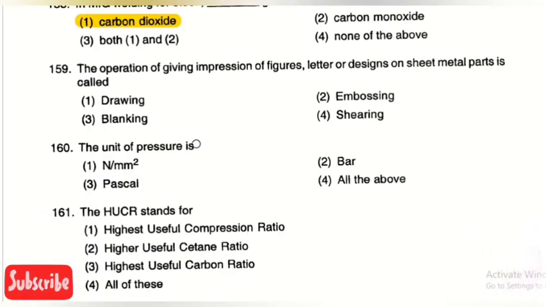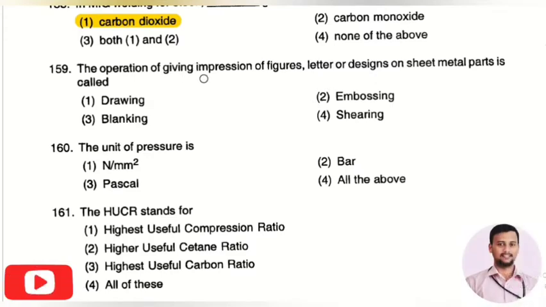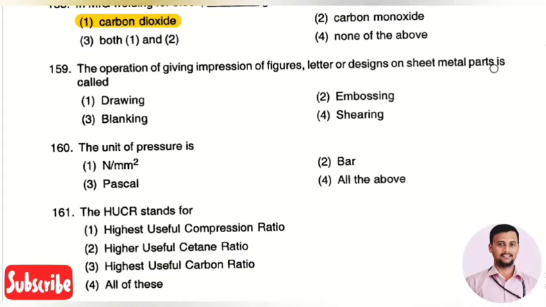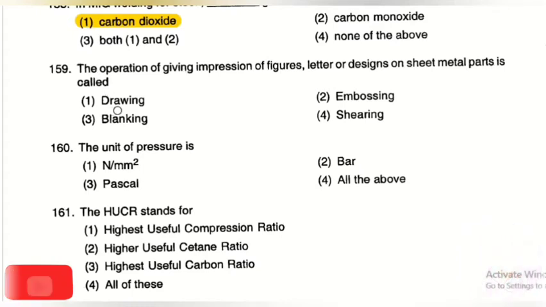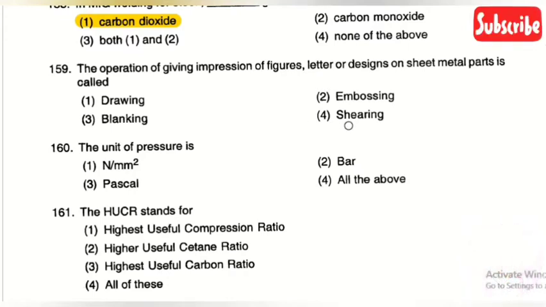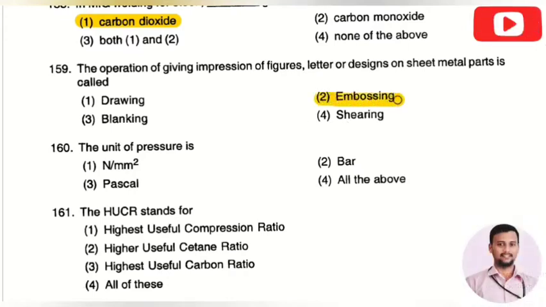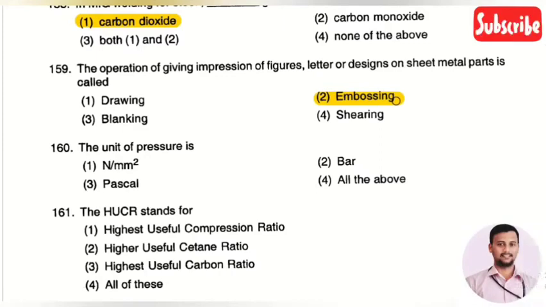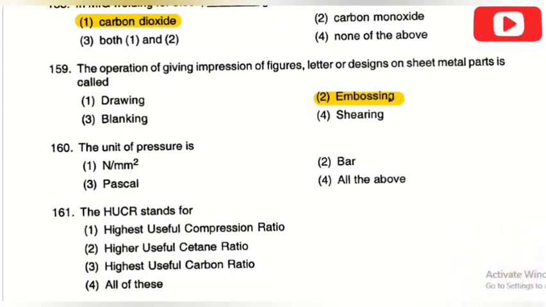The next question is, the process of giving impression of figures, letters or designs on a sheet metal part is called: option drawing, second option embossing, third option blanking and fourth option shearing. And the right answer is embossing. The best example for embossing is our vehicle number plates. You can see that the numbers or letters are a little bit raised outside the normal plate. So that is known as embossing.